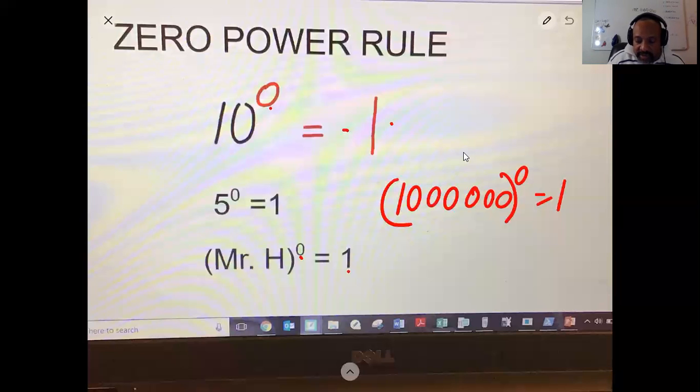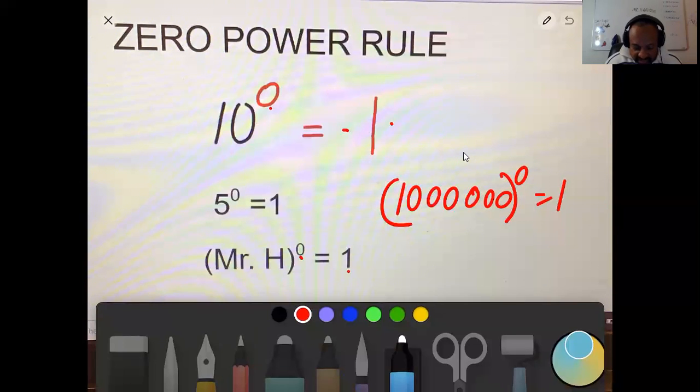The last one is the zero power rule. It just says anything to the 0 power is going to be 1. That's it. There's nothing fancy about this. It's just saying anything to the 0 power is going to be 1. 10 to the 0 is 1. 5 to the 0 is 1. Mr. H to the 0 is 1. 1,000,000 to the 0 is 1. That's the rule. That's it.